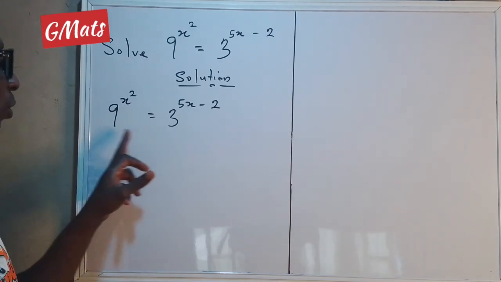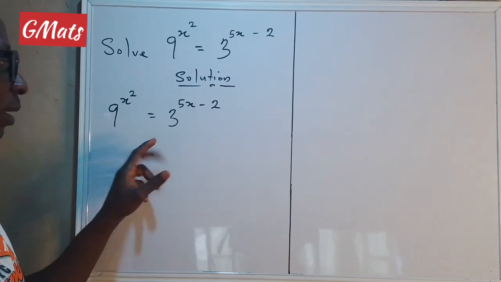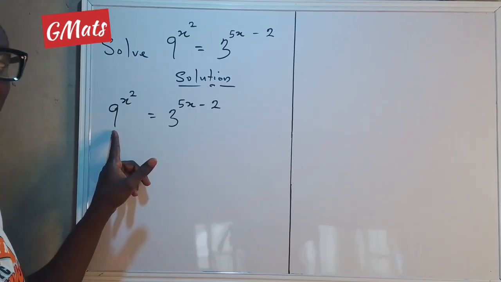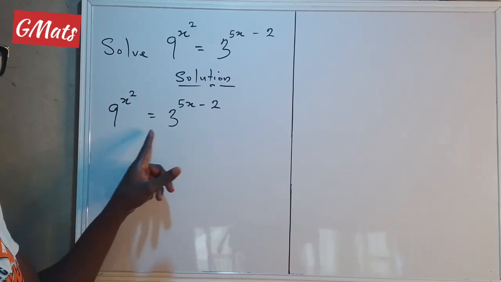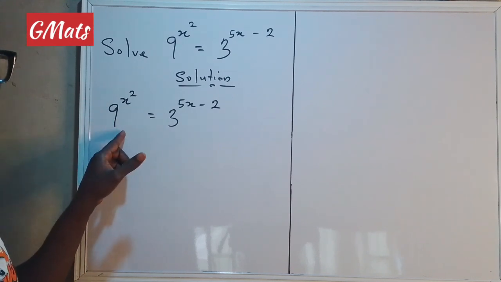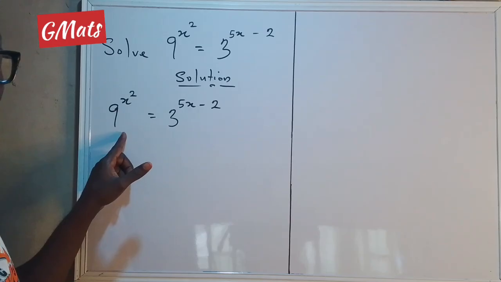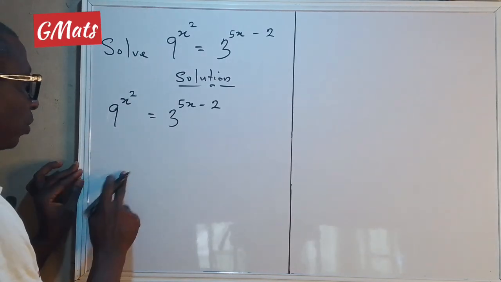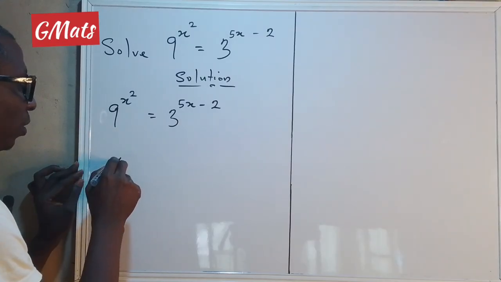Now the first thing you need to look at is the base we have here. The base here is 3 while the base here is 9. So we can make them have the same base by expressing this 9 in its index form. 9 is the same thing as 3 raised to the power of 2. So now let's write that. We have 3 raised to the power of 2 replacing this 9.